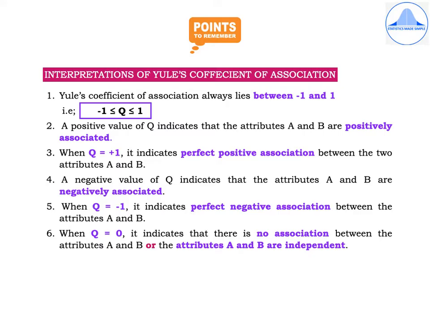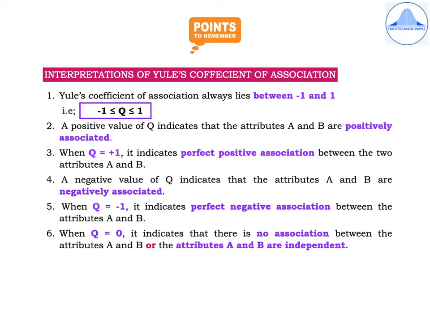There are some points to remember for the interpretation of Yule's coefficient of association. Yule's coefficient of association, that is Q, always lies between -1 and 1. It cannot take a value beyond this range. A positive value of Q indicates that the attributes A and B are positively associated. When Q is equal to +1, it indicates perfect positive association between the attributes A and B.